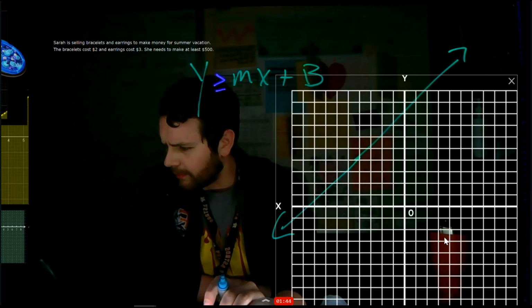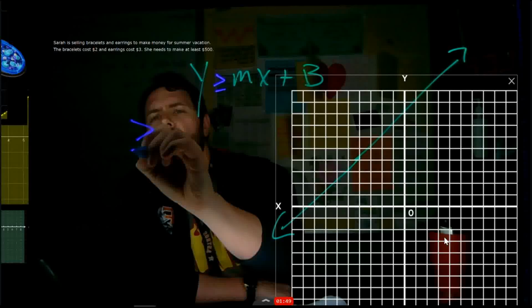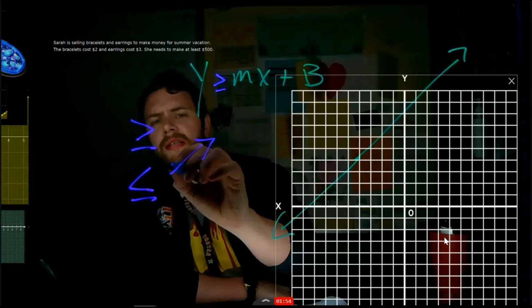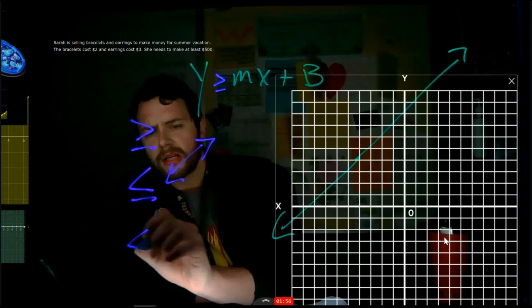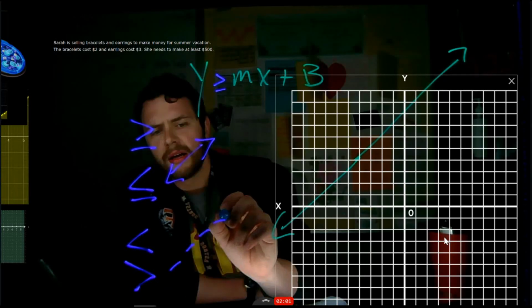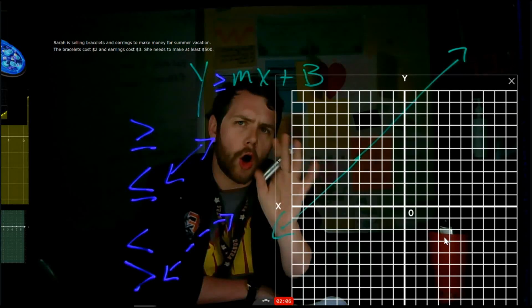So for the more ink rule, if there is more ink in your inequality, then the line needs to have more ink. And if there is less ink in the inequality, so one of these, there should be less ink in the line, like that.